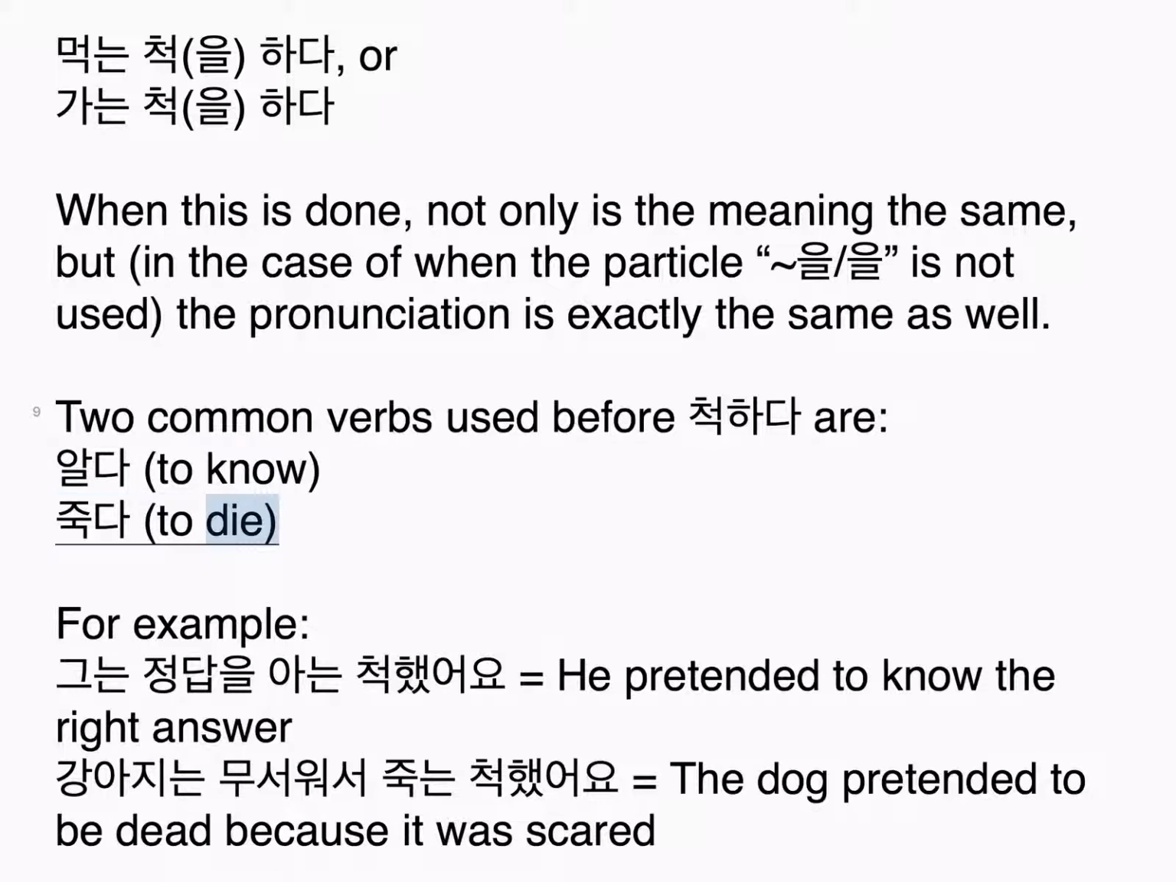Two common verbs used before 척하다 are 알다, to know, and 죽다, to die. For example, 그는 정답을 아는 척했어요. He pretended to know the right answer. 강아지는 무서워서 죽는 척했어요. The dog pretended to be dead because it was scared.